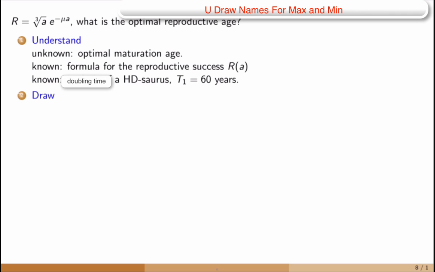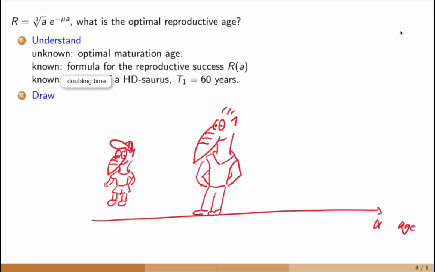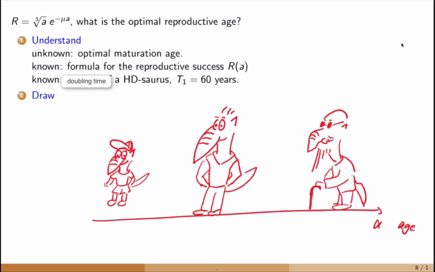Let's draw a little sketch to see what is going on. Here we have an age axis, A, which is the age. Then we can have young Hylodryllosauruses, or intermediate age Hylodryllosauruses, or a little bit older Hylodryllosaurus. So here we have an example of a population of Hylodryllosaurus. We have a young one, a medium-aged one, and an older one. And so what is the optimal age of reproduction for this population?